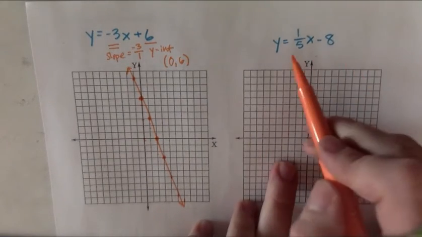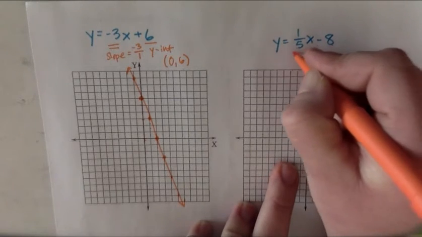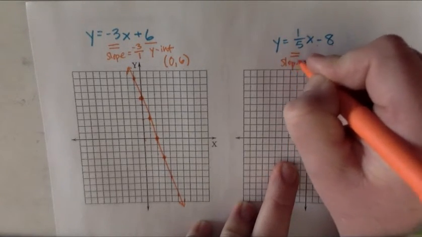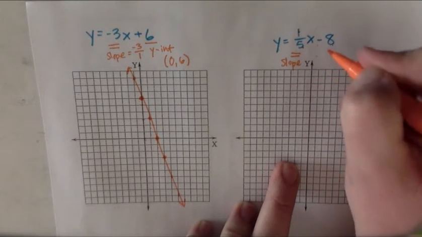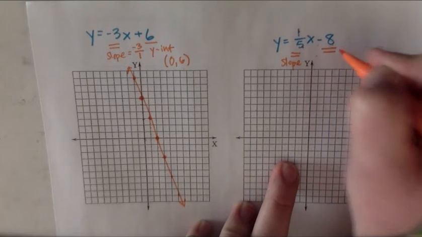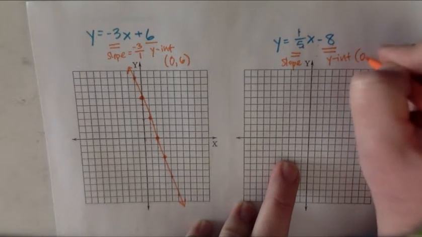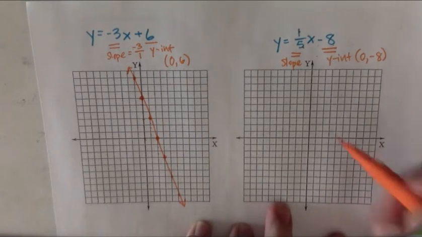Now we're going to do another one over here. We have y equals 1/5 x minus 8. That means our slope is already written in rise over run format, which is great. We're going to have a rise of 1 and a run to the right of 5. And then this minus 8 is our y-intercept. So we're going to say that is (0, negative 8) in terms of y-intercept.